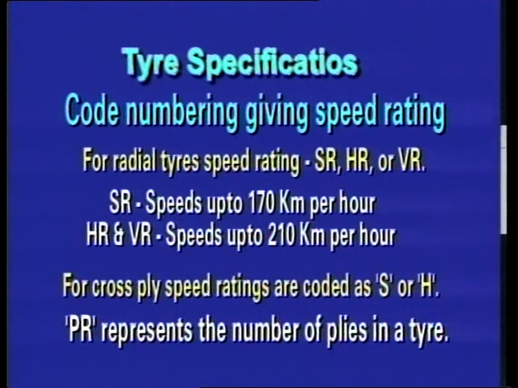SR indicates speeds up to 170 kilometers per hour. HR and VR indicate speeds up to 210 kilometers per hour. For crossply, the speed ratings are coded as S or H. PR represents the number of plies in a tire.